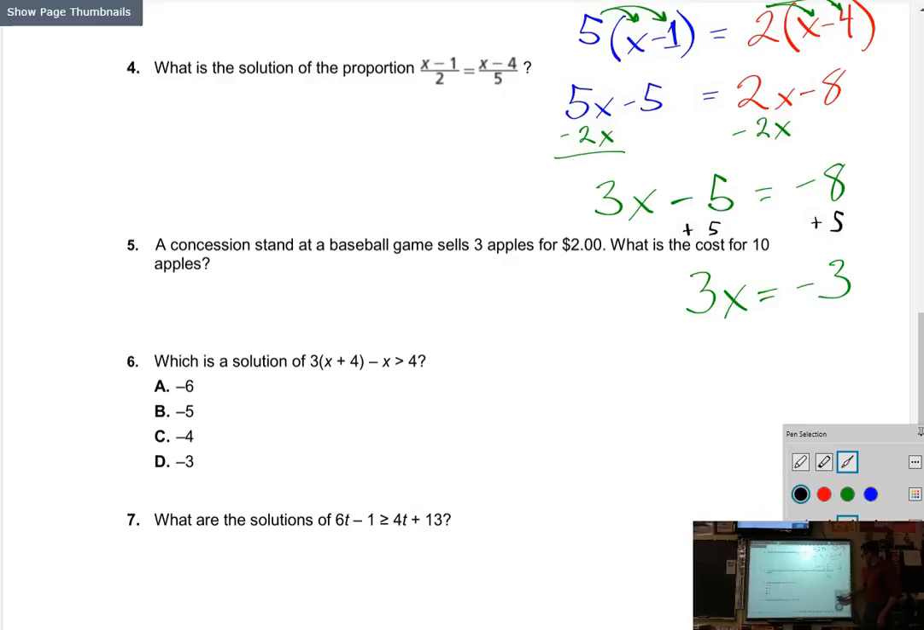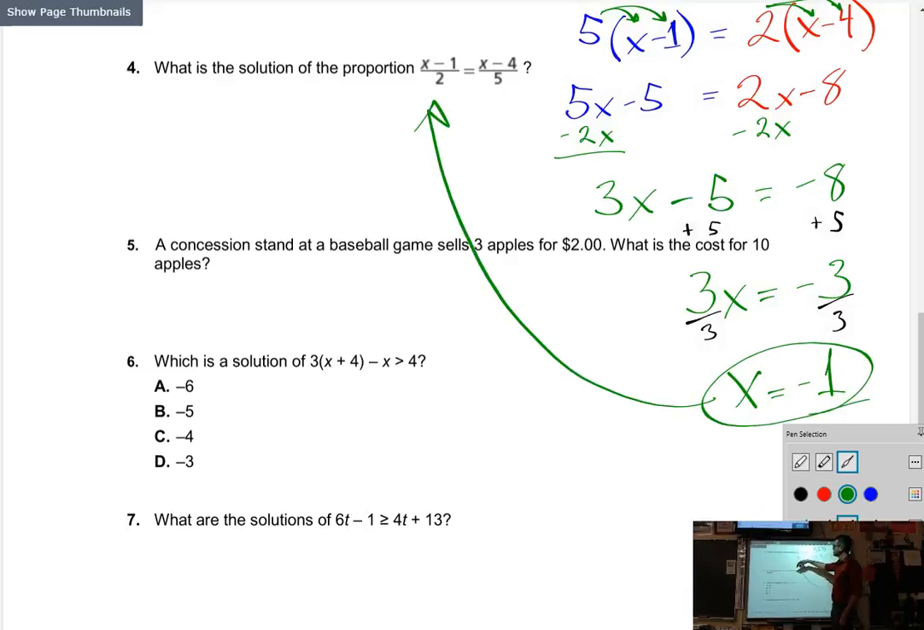To compensate for the multiplication and get rid of it, we're going to divide by 3, and we get x is equal to -1. If we plug that back into the original, the fraction on the left should come out equal to the fraction on the right.